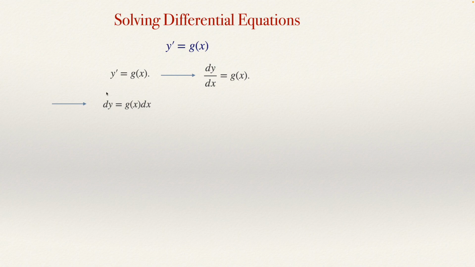And you can apply the integral to both sides of the equation. If you apply the integral, you get the integral of dy equal the integral of g(x) dx. And the integral of dy is just y. So you can write that y equals the integral of g(x) dx. And if we solve this integral, we have found an expression for this y. So we have solved the differential equation. So that's what we are going to do.